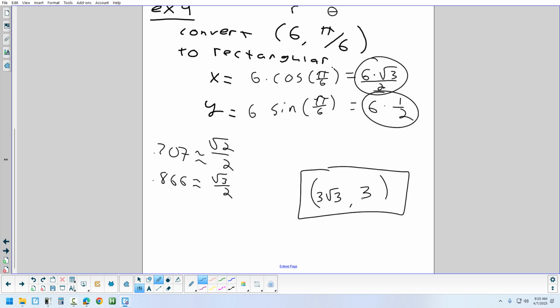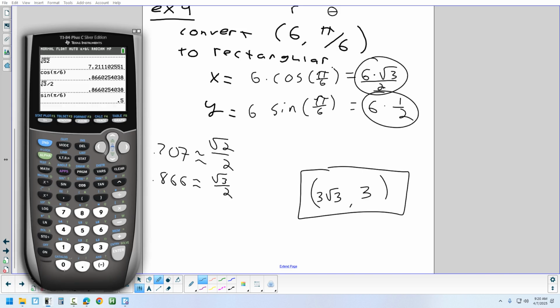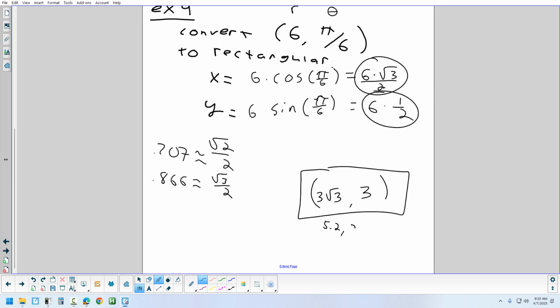And if you want to see what that is as a decimal, 3 root 3 is about 5.2. So that's about what it is, rounded off. All right, any question on that?